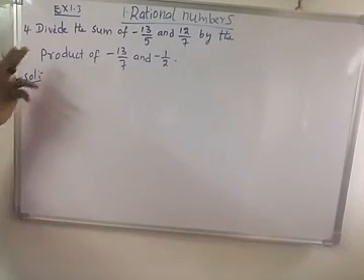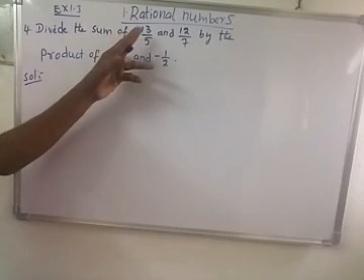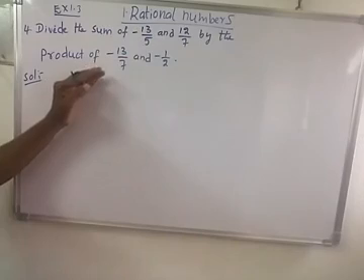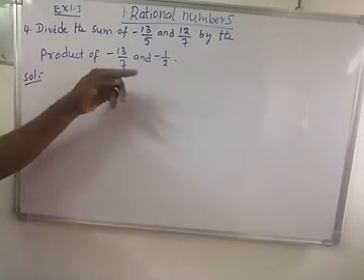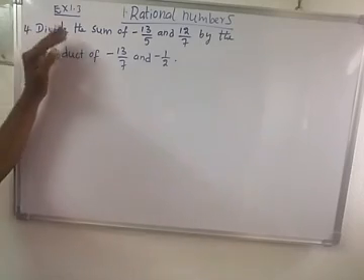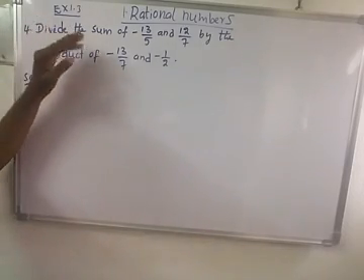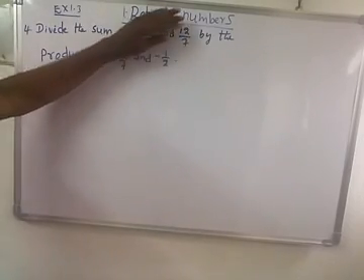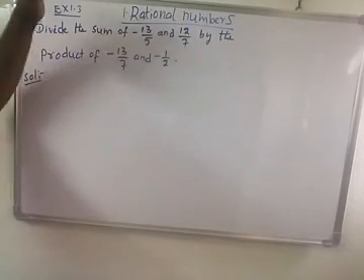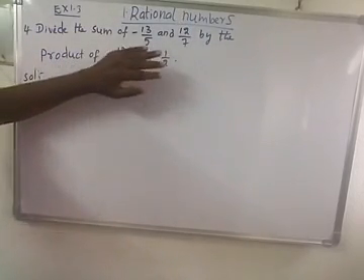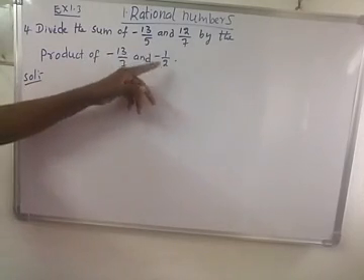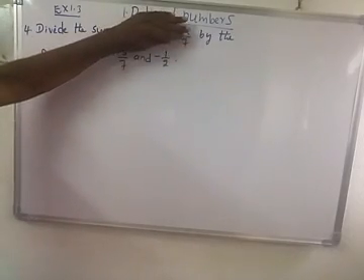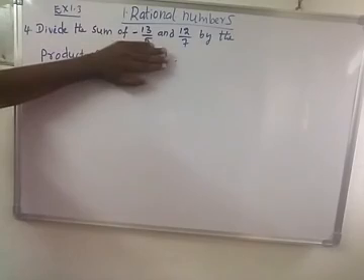So the fourth one: divide the sum of minus 13 by 5 and 12 by 7 by the product of minus 13 by 7 and minus 1 by 2. So which one will we divide? The sum of minus 13 by 5 and 12 by 7, divided by the product of minus 13 by 7 and minus 1 by 2. So divide the sum by this one.